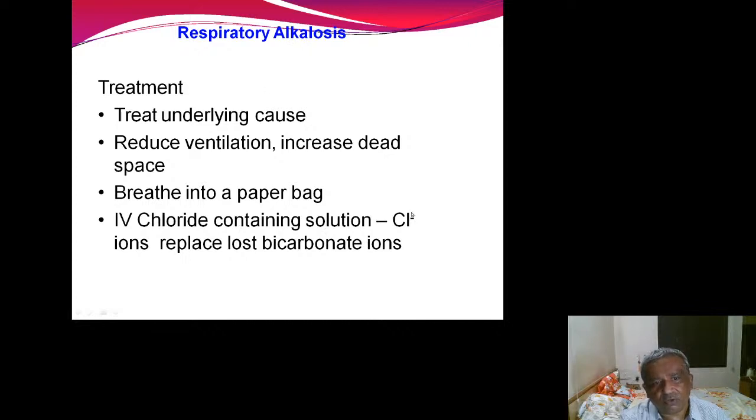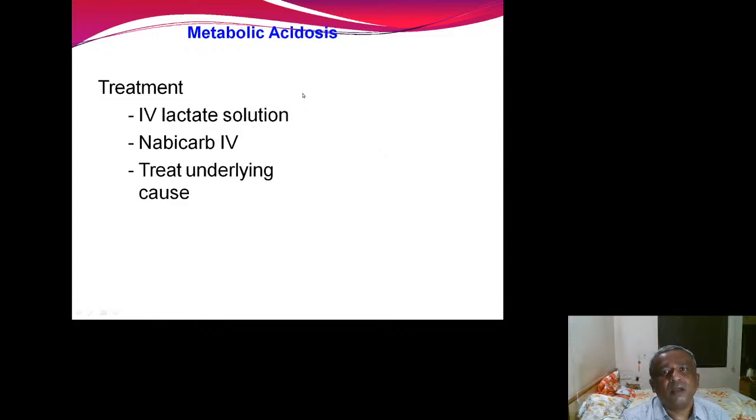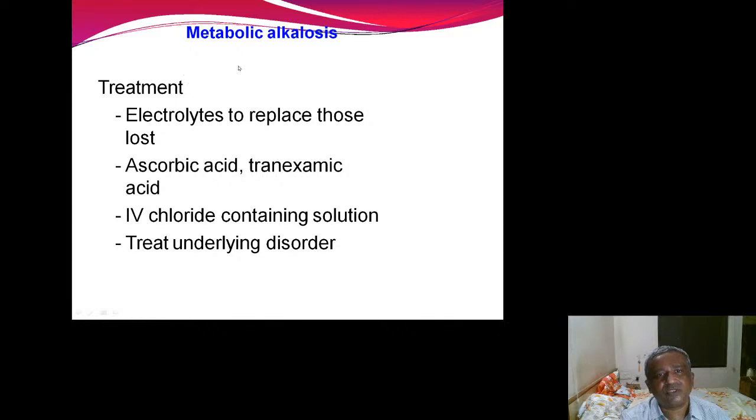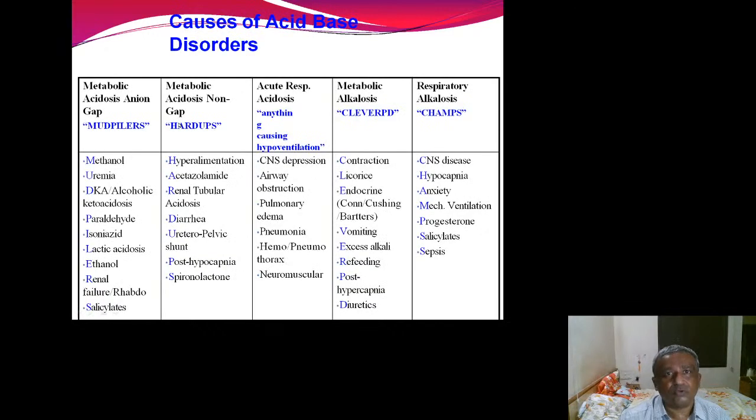IV chloride containing solution, because chloride ions replace the lost bicarbonate ions. Metabolic acidosis treatment is IV lactate, soda bicarb, and treat the underlying cause. Suppose the patient is having DKA, whatever bicarb you give, it is not going to give any benefit. Treat the cause. Metabolic alkalosis treatment is electrolytes to replace those lost. Ascorbic acid, this can give some acidification of the serum. IV chloride containing solution and treat the underlying cause.